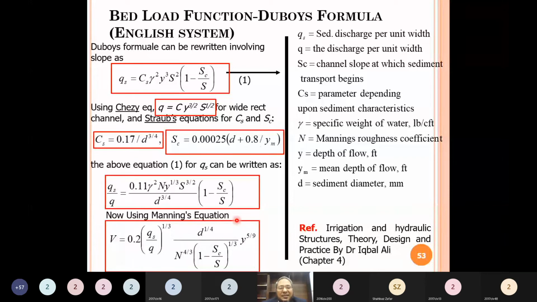Now using Manning's equation, V is equal to 1 over n R raised to 2/3 S raised to 1/2. Which system are we using? System of units. FPS, English system, right? So what is the Manning's equation for the English system? V is equal to 1.49 over n R raised to 2/3 S raised to 1/2. And by substituting values, we will get this equation of velocity of flow.